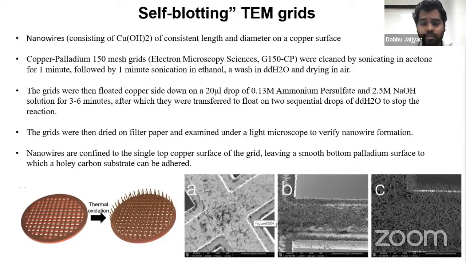The advantage of these nanowires is that when the sample is applied onto the grid, the excess of the sample will be wicked by these nanowires, leaving behind a very thin layer of the sample over the grid. So this excludes the use of filter paper. Normally we absorb excess sample using a filter paper, but here this function is achieved by these nanowires.